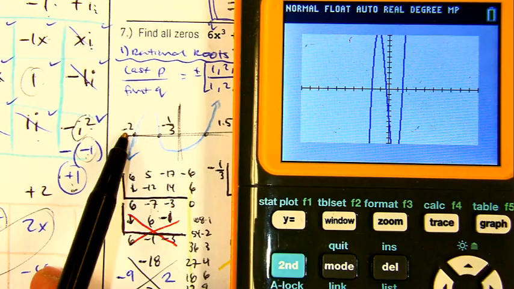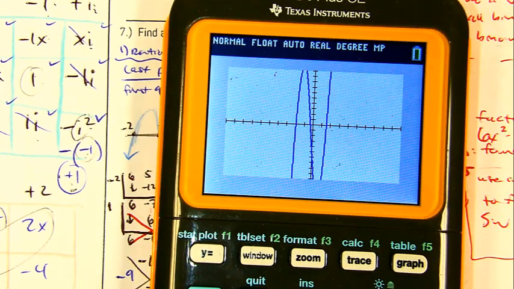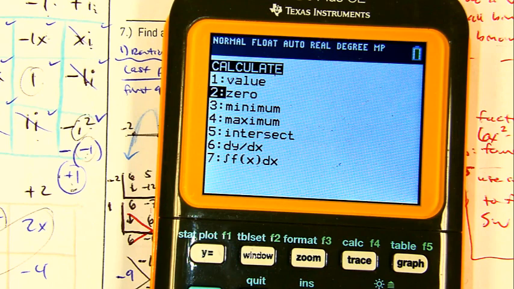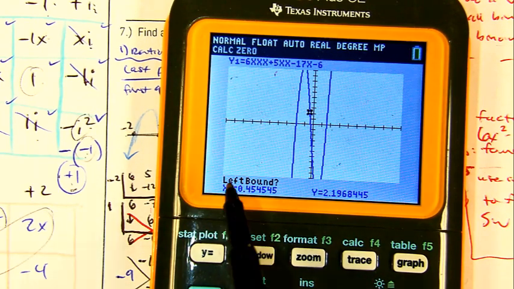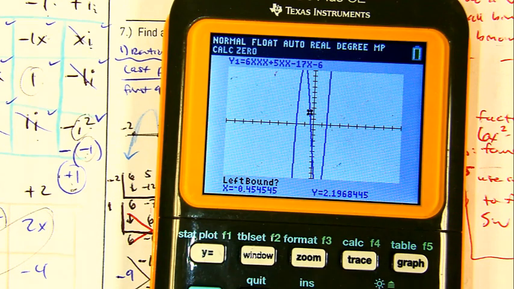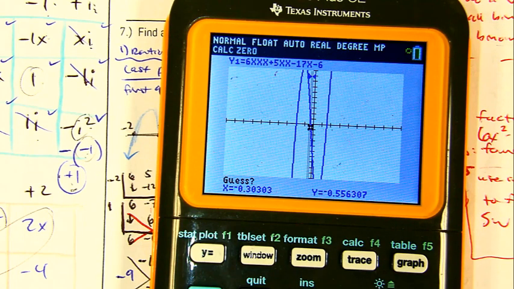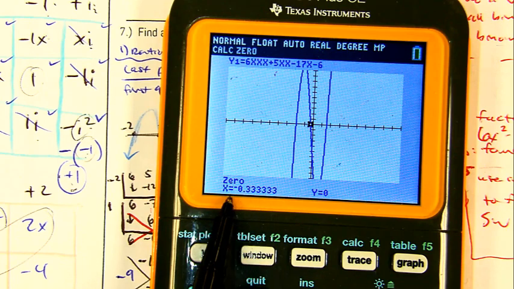Now, if you didn't know that, you can also do this calculator command. I'll do it to one of these. Second, trace, and then it says calculate the zero. And you basically make a guess. So it says go to the left. I'll do this one here. To the right, which means going down, and then exact. That's my closest answer. And there you have it, negative 0.33, which is negative 1/3, comma 0.